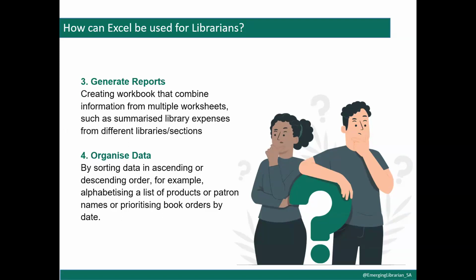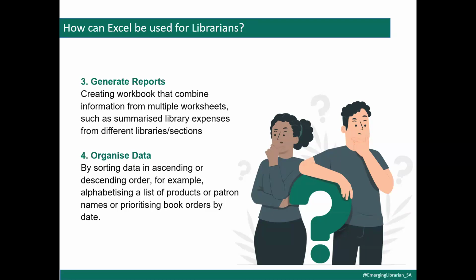Creating workbooks that combine information from multiple worksheets, such as summarizing the library expenses from different libraries or sections. Remember, if you are working in a big library, then each and every section has its own budget or money allocated to it, or a function is allocated a certain amount of money, then you can still use Excel to generate reports for each and every section. You can still use Excel to summarize your library expenses from various libraries if you are a library manager, or from various sections if you are responsible for managing the sections.